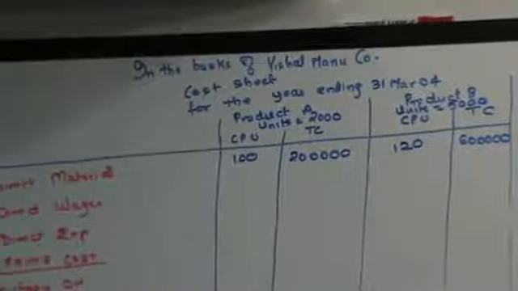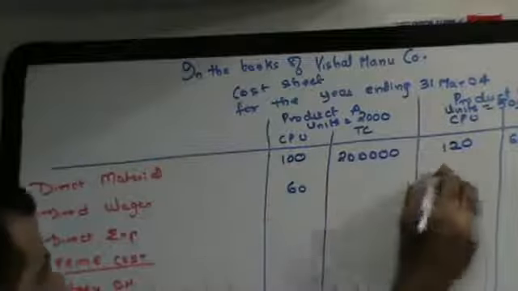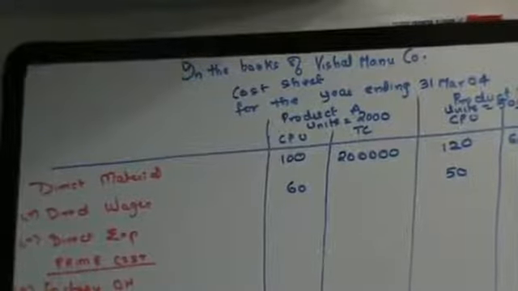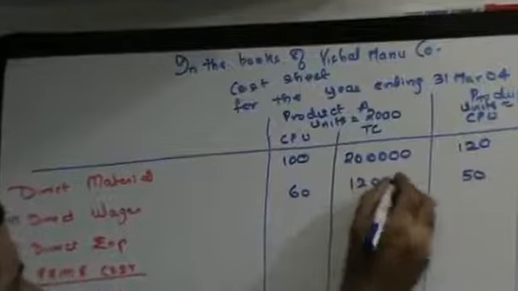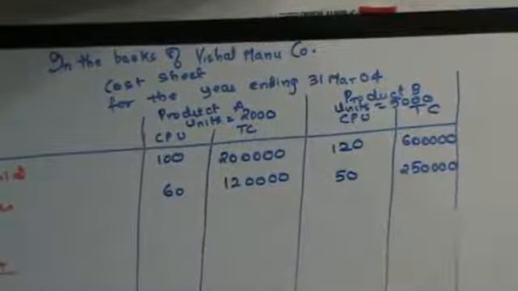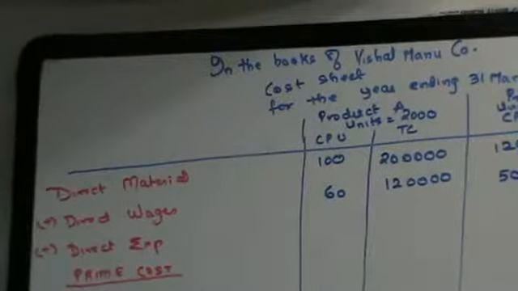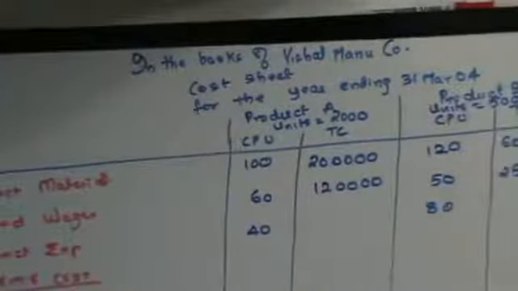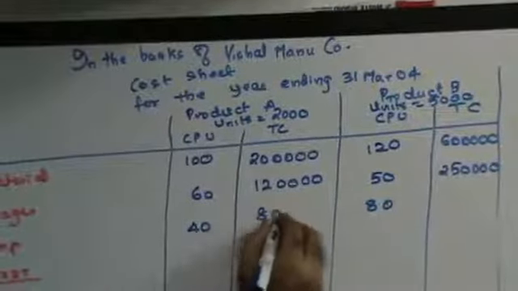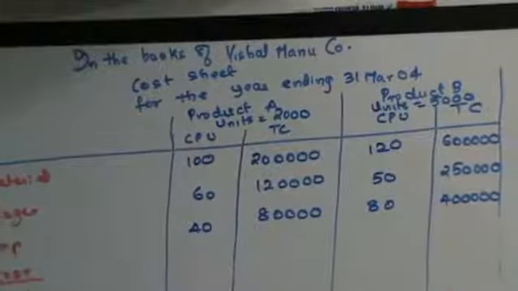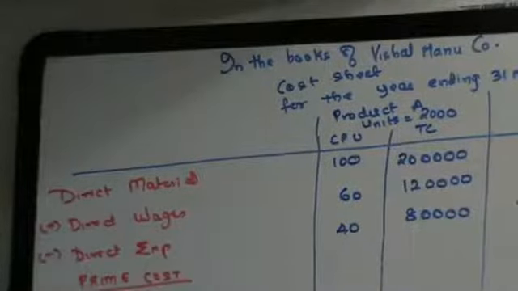Next, direct labor is 60 and 50. Wages is 60 and 50. For product A it is 60, for product B it is 50. Multiply, 6 2s are 12. 1,20,000 and 2,50,000. So direct wages done. Direct expenses is 40 and 80. For product A it is 40, for product B it is 80. 40 into 2,000, 80,000, and this is 4 lakhs.